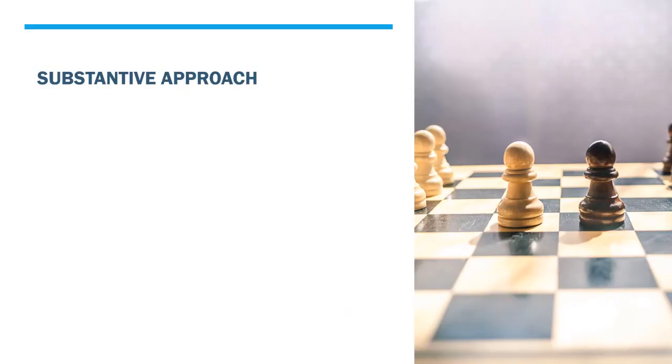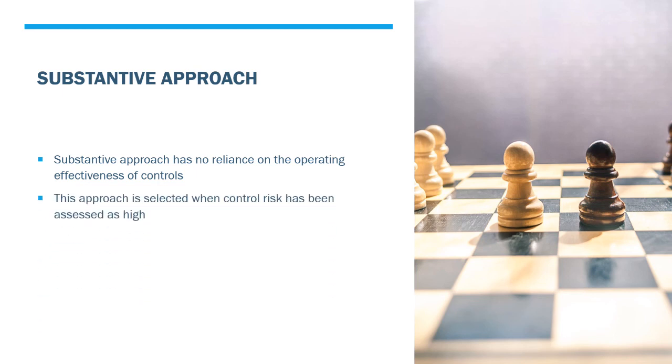Substantive approach. The substantive approach has no reliance on the operating effectiveness of controls. The auditor determines that internal control is weak and therefore cannot be relied upon. This approach is selected when control risk has been assessed as high. The auditor might select this approach even if controls are reliable.